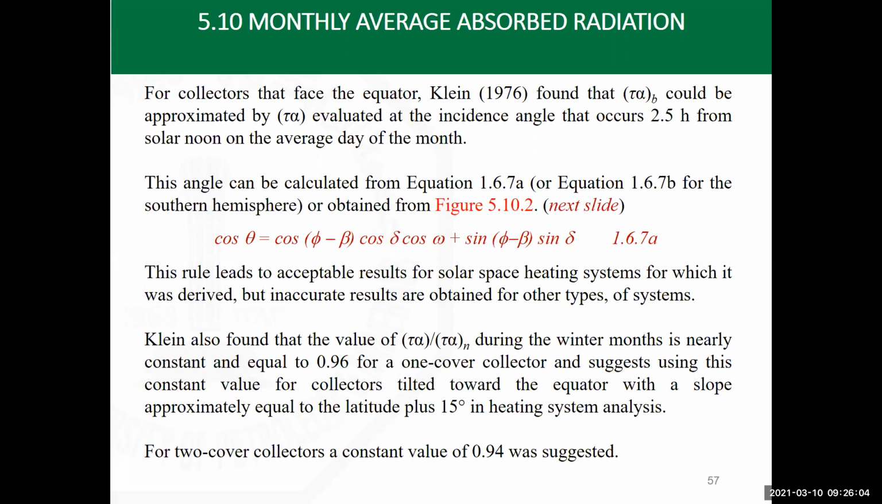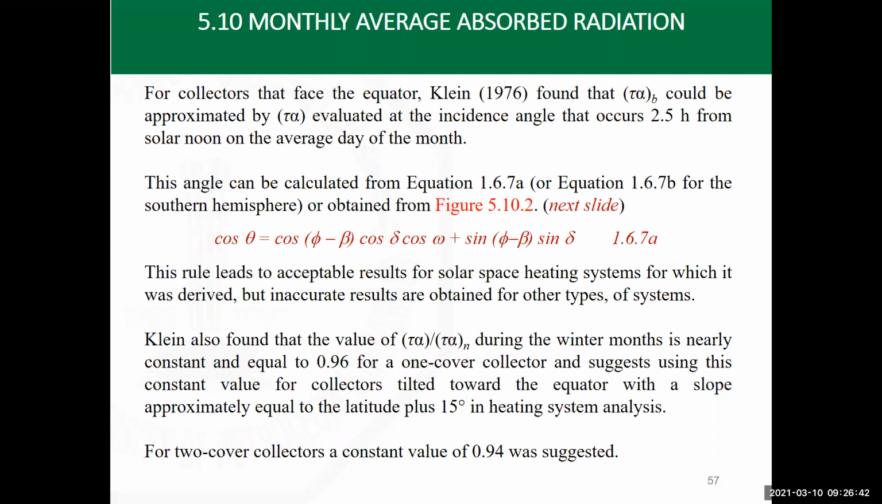So this rule has been showing acceptable results for the application that Klein has made the approximations for. The approximations were made basically for specific conditions, for the determination of tau alpha at a certain angle. This rule leads to acceptable results for solar space heating. So as long as we are talking about solar space heating, then it's fine. If you have different applications, you cannot use that.